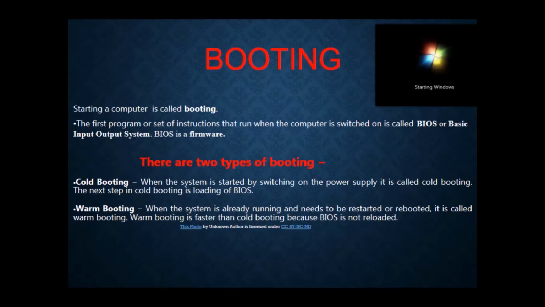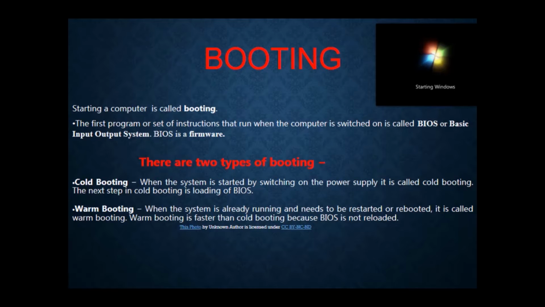Remember we said when you turn on a computer, it runs a set of instructions. Now, that is BIOS. With warm booting, the system is already running, so that means BIOS was already loaded. You don't have to reload it again. So that's why we're saying warm booting is faster than cold booting.